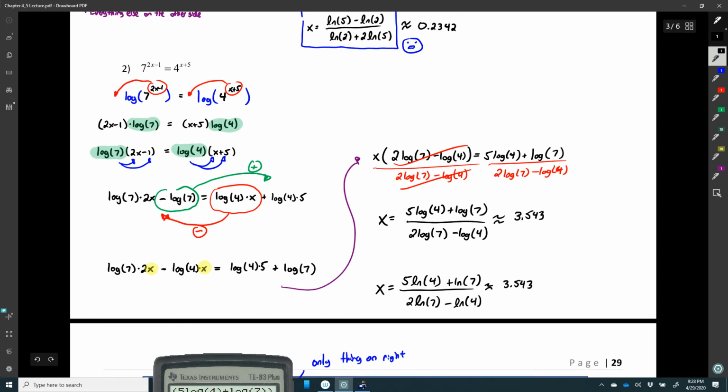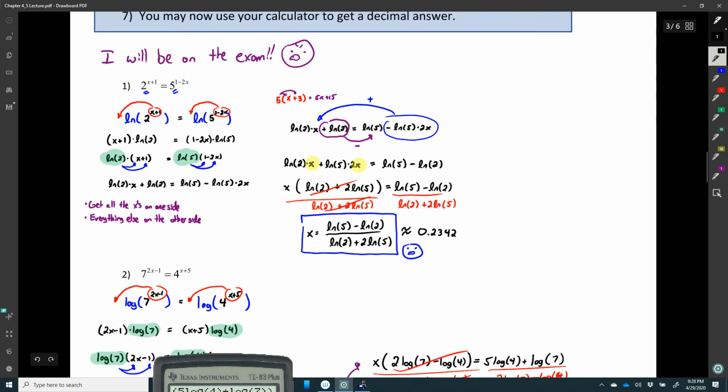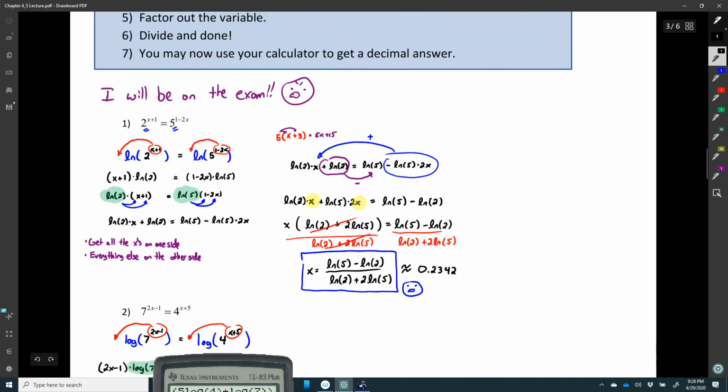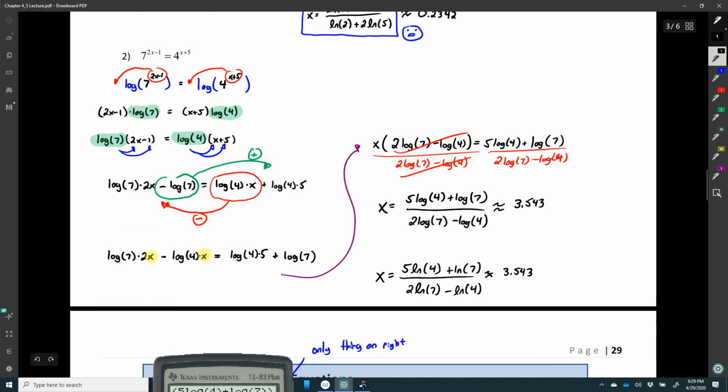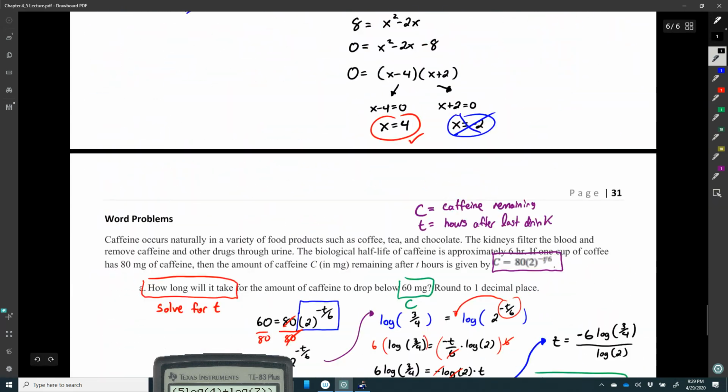Remember, one of these questions will be on the test. Not exactly verbatim, but a question just like it. So please know how to solve these two equations. You're going to see some on the homework. But anyway, let's get to this last problem.